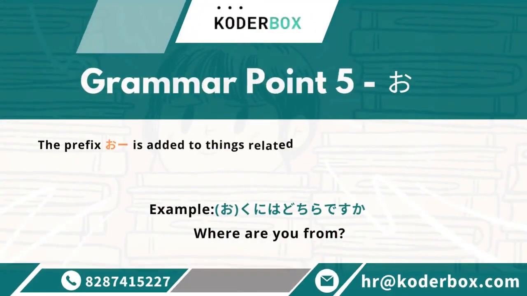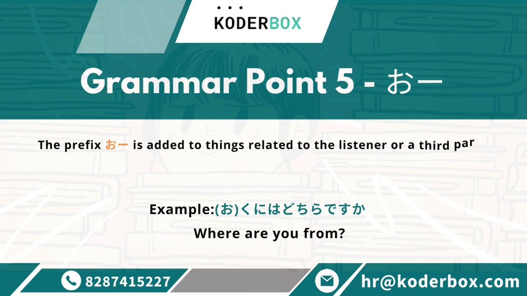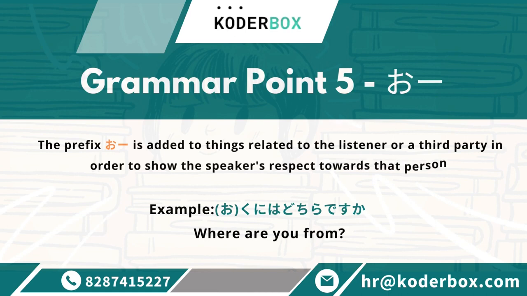Grammar point 5. O. The prefix O is added to things related to the listener or a third party in order to show the speaker's respect towards that person. Example, O kuni wa dochira desu ka? Where are you from?